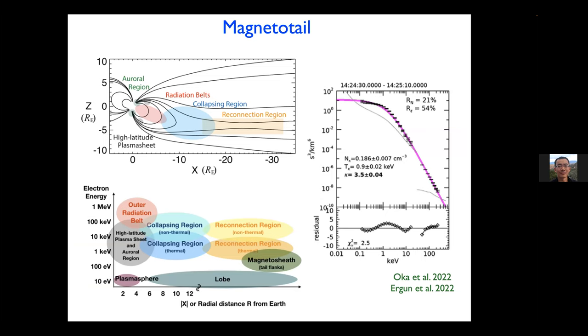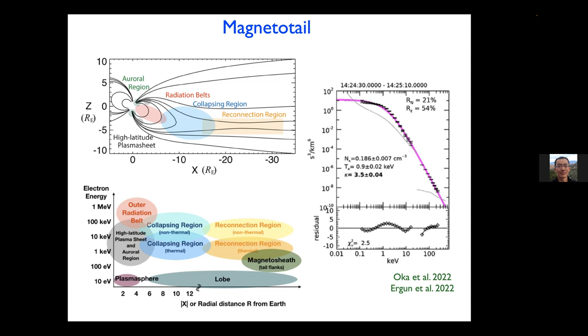For example, in the magnetotail, people have in situ observations, like NASA's MMS, which can go to the magnetotail. That's usually where the strongest reconnection is, in terms of the energy released per particle. There, the outflow speed can reach even 5,000 kilometers per second, and energetic particles are being accelerated. This lower left figure shows that in the tail reconnection region, thermal particles can reach 10-ish keV, and non-thermal particles can reach up to 100 keV.